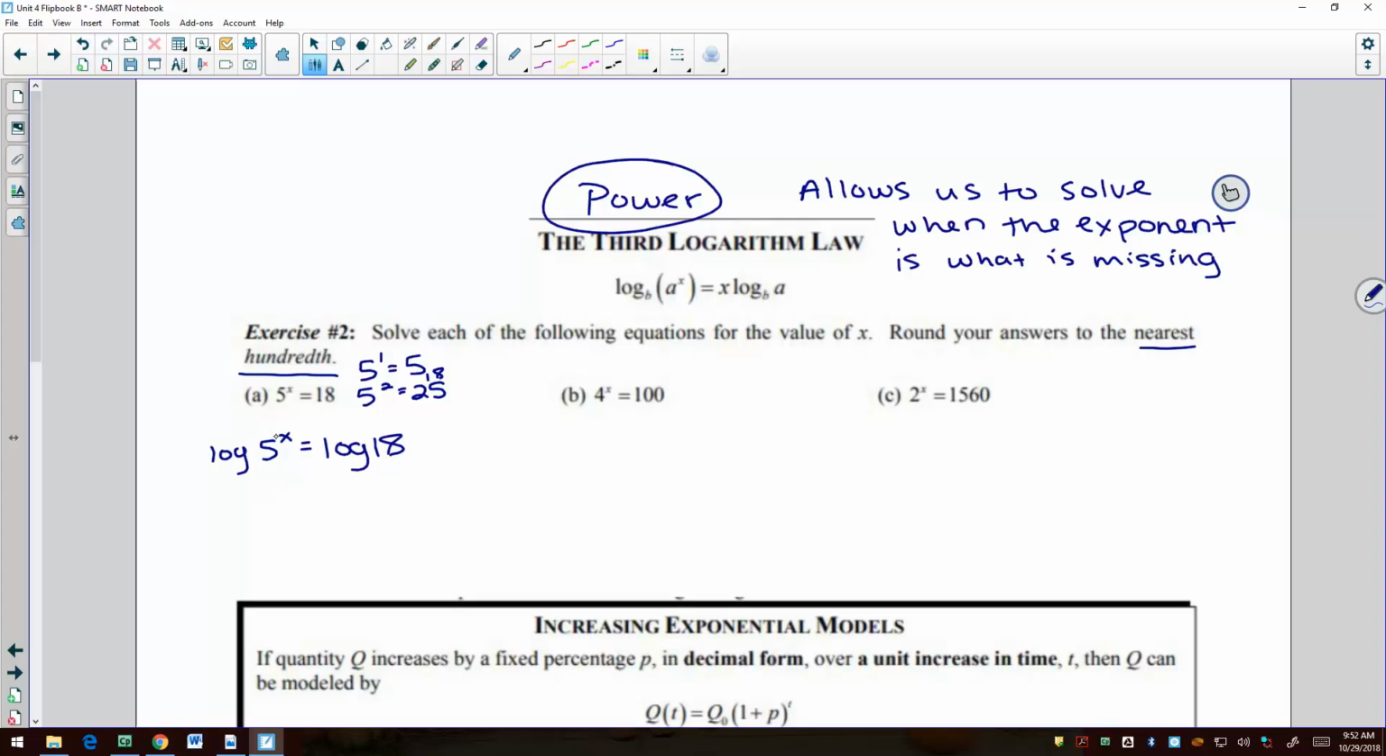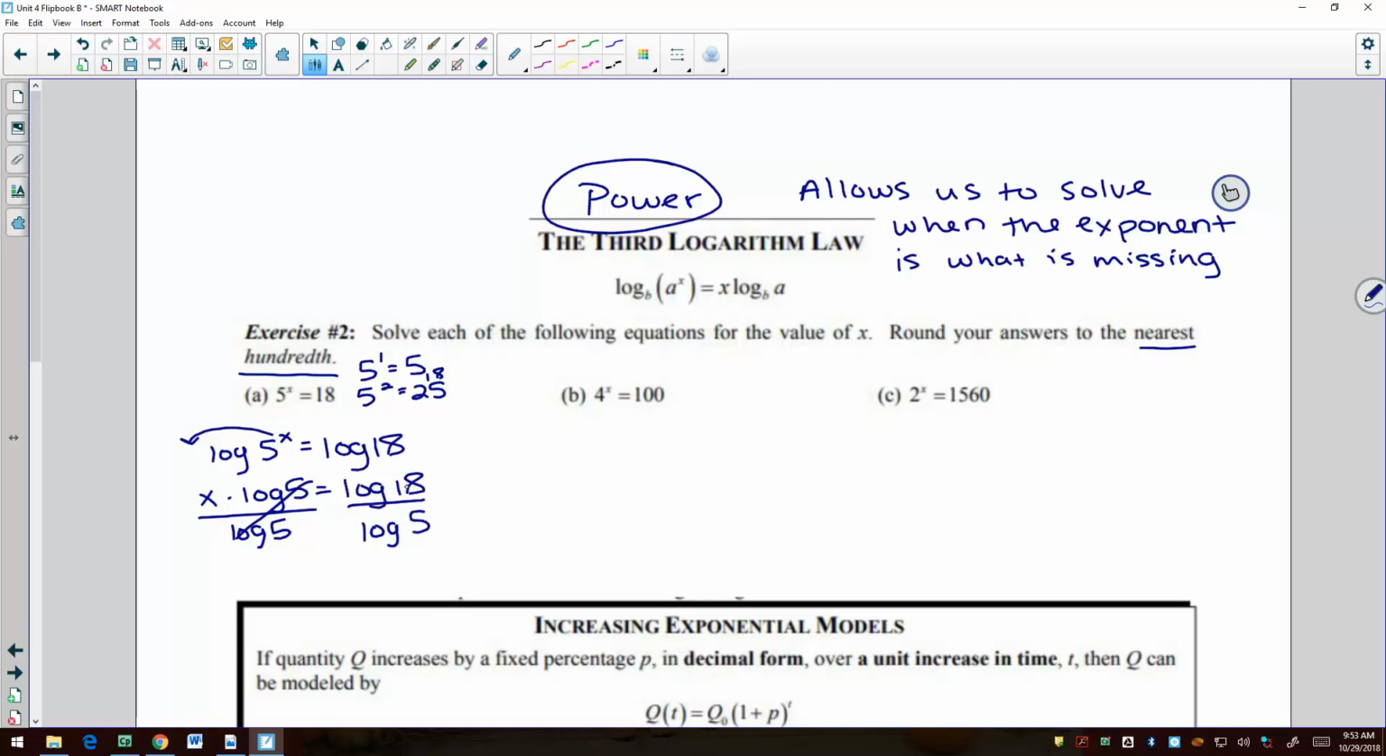Now that there's a log on both sides, this x can drop down to the front. So I can rewrite it as x times the log of 5 equals the log of 18. Now x is no longer in the exponent spot, so I can just solve this like I always have. You cannot split up the 5 from the log. The 5 and the 18 are each attached to the log, so they have to stay together. To get x alone, to get rid of the log of 5, it's multiplied, so I'm going to divide the log of 5 over to the other side, and this is where you need your calculator.